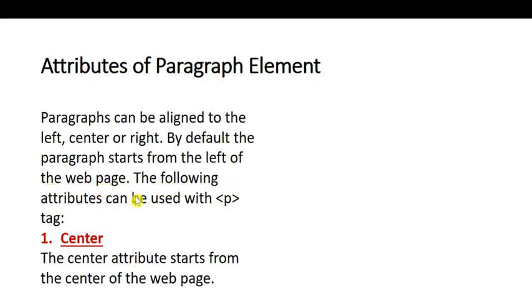The following attributes can be used with the P tag. What are the attributes we can use with this P tag? The attribute we can use is center. This center attribute starts the paragraph from the center of the web page. How do we write the source code to apply the center paragraph? We write attributes in a similar fashion here also.